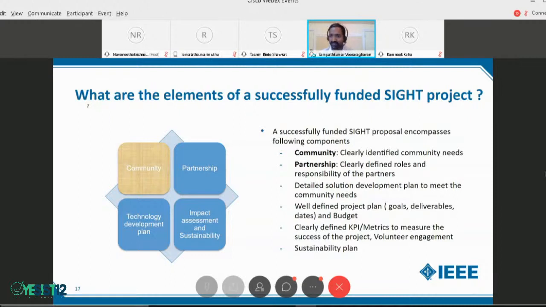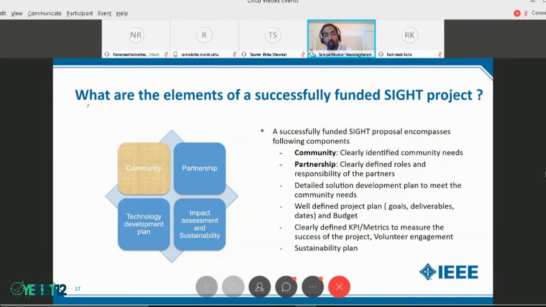And of course, sustainability plan, right? Once you deliver the technology on the ground, who is going to take the ownership to continue the technology after your deployment, right? So in a nutshell, the four major elements that you need to clearly demonstrate in your proposal include community engagement, your technology development plan, your partnership, and your impact and sustainability plan. These are the four major components. Okay.